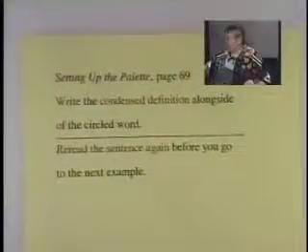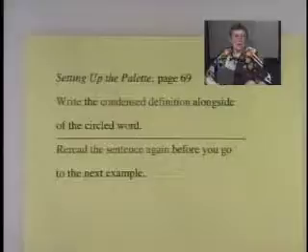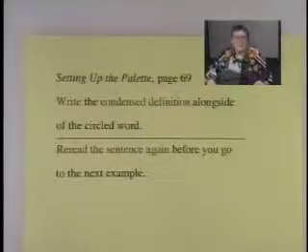And then the trick is you write the condensed definition alongside of the circled word. You reread the sentence again, and then you go on to the next example. And that's the intelligent way for you to expand your vocabulary. Does anybody have a question about that at all?